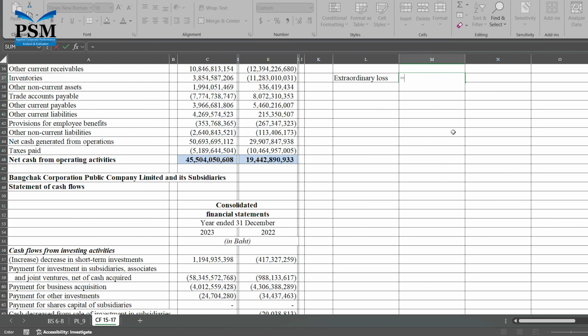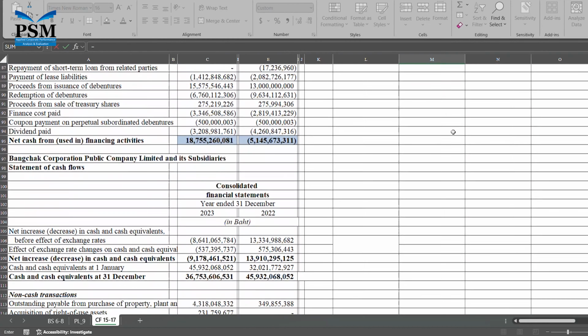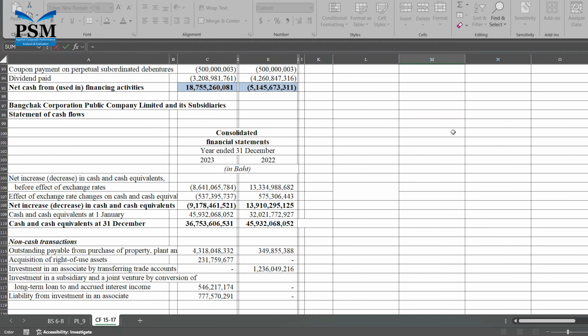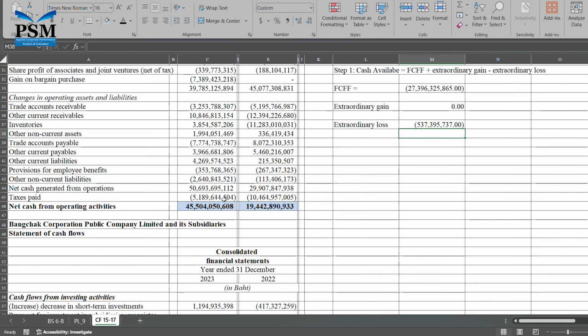We search for the extraordinary loss. In the same section, the last section of the statement of cash flow, on row number 107, you have the extraordinary loss. It's written as the effect of exchange rate change on cash and cash equivalent. The number is negative, so it's extraordinary loss. That will give us the cash available.